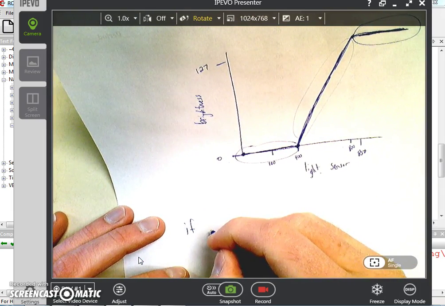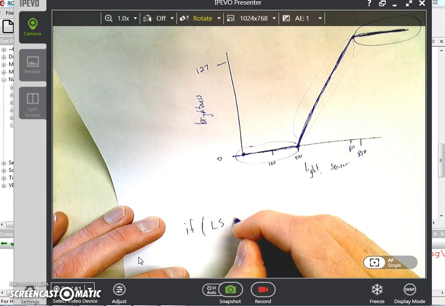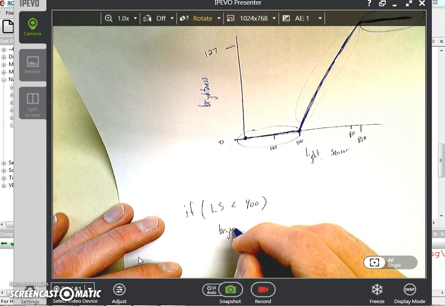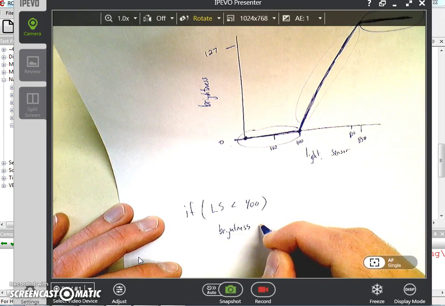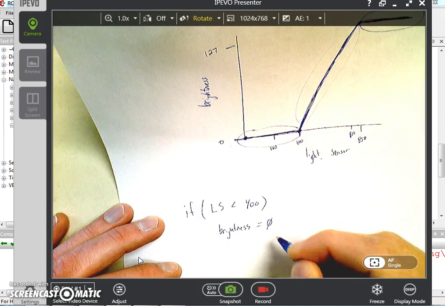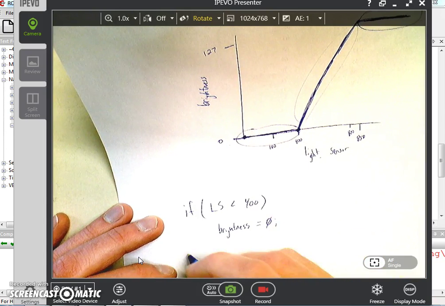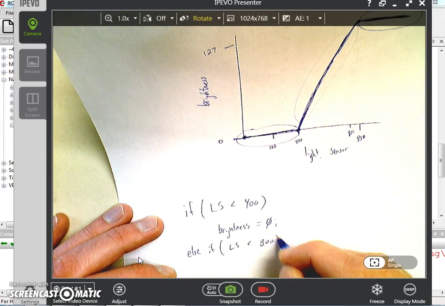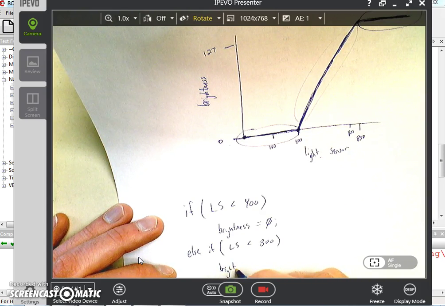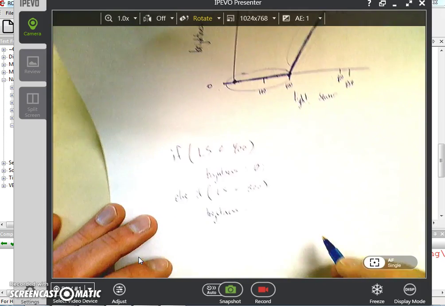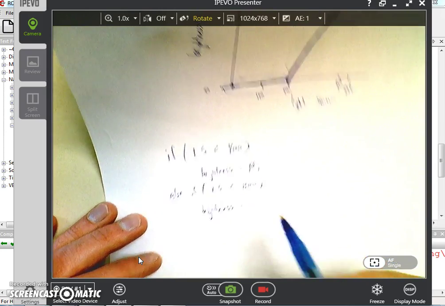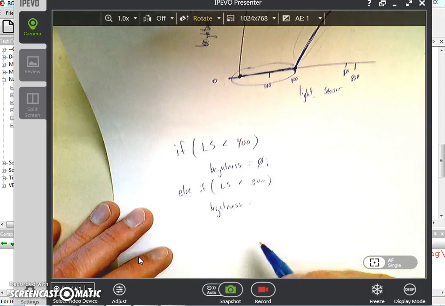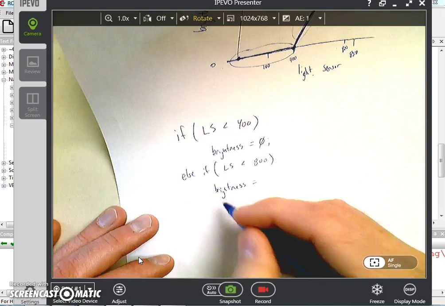So again, we have if the light sensor is less than 400, then we're going to say that the brightness, so we're going to set up a brightness variable, is equal to 0. And then we could say else, if the light sensor is less than 800, now the brightness equals some equation that we don't know yet. We're going to write that equation. It's going to be the equation of this line, actually. And we can do that. We know how to write equations for lines using slope-intercept form, which we'll get to in a minute.